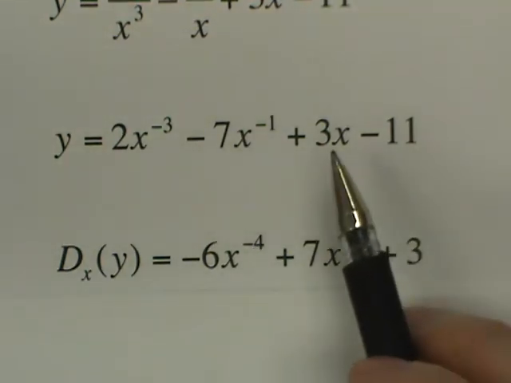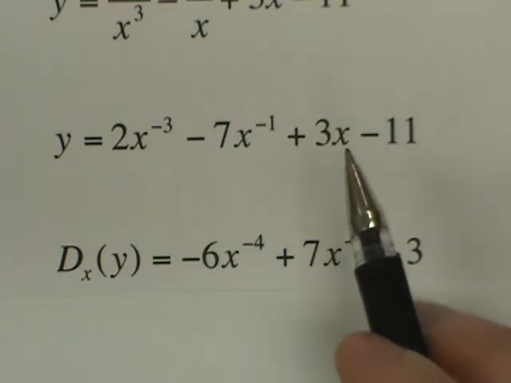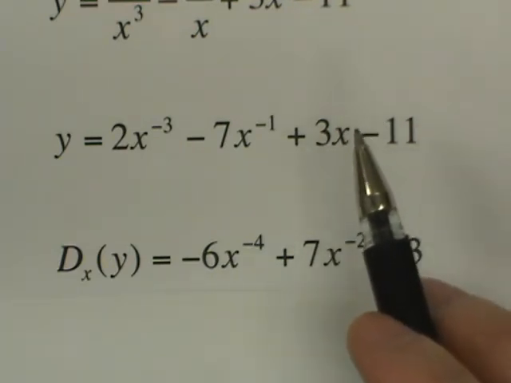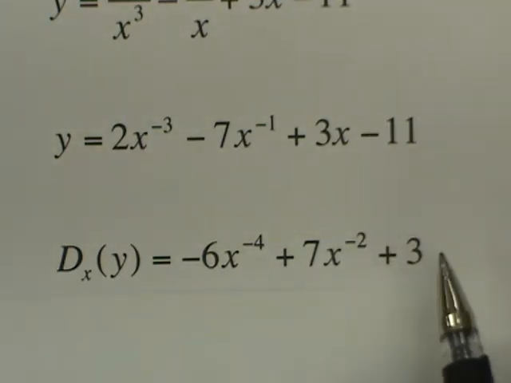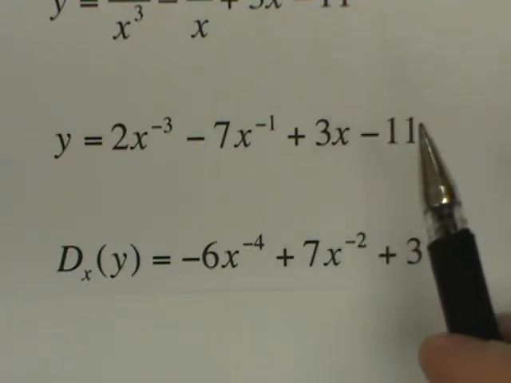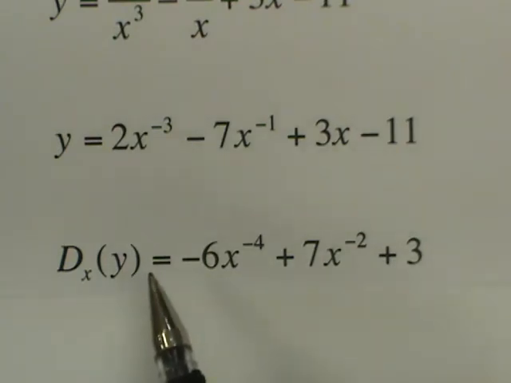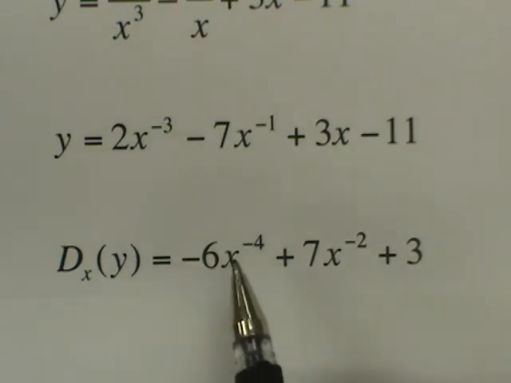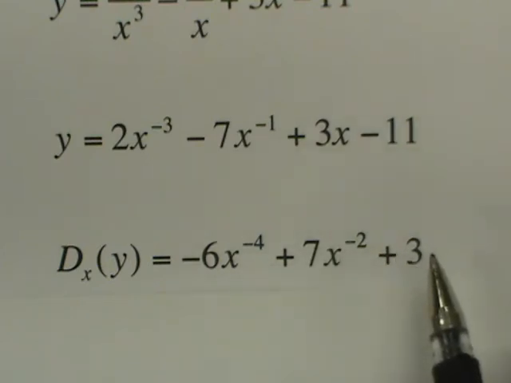As I move to the third term, there's an implied 1 here, so 1 times 3 is 3. X to the 1 minus 1, which is 0. Anything to the 0 power goes to 1, so I have an x to the 0 here, which I don't write because it's just times 1. And then, as always, when you take a derivative of a constant, the constant drops out, becomes 0. And so my derivative is negative 6, x to the negative fourth, plus 7x to the negative second, plus 3.